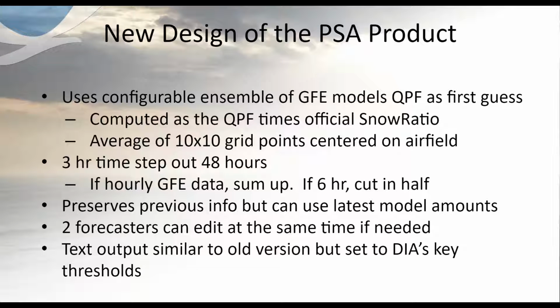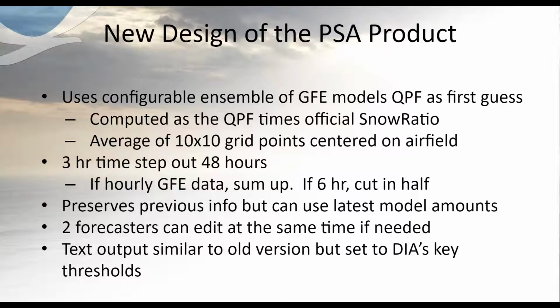The last piece I'm going to cover is the new design of the PSA product that we've been using just for this season. It uses a configurable ensemble of GFE models, just the QPF, the liquid part of it, as a first guess, and it uses those in 3-hour time steps. Think model certainty, but on 3-hour time steps. That's the way the code's written. And it's configurable. I think you can use up to as many sources as you want. I think we use about 9 different sources short term, and then down to 6 sources in the beyond 36 hours once the HRRR is no longer available.